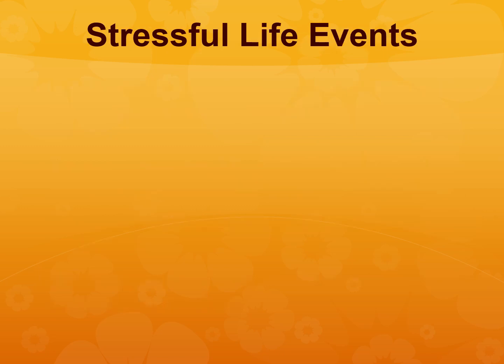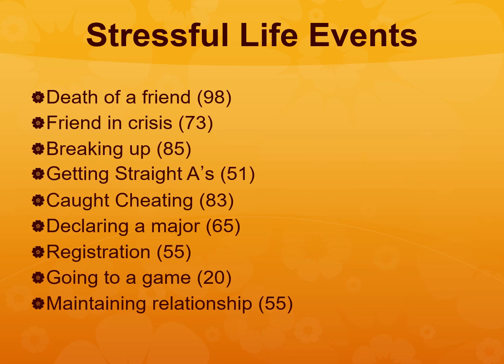I'm going to show you two columns of events. This first column is from the College Life Stress Inventory, and the numbers behind each of the items are stress points that are allotted to the event if you've experienced it. So a relative scale of how severe, how stressful would this be? How much does this make a demand on you to adapt, change, or adjust? So just take a moment to take a look at that. You see going to a game is 20, death of a friend is 98, a breakup is 85, declaring a major is 65.